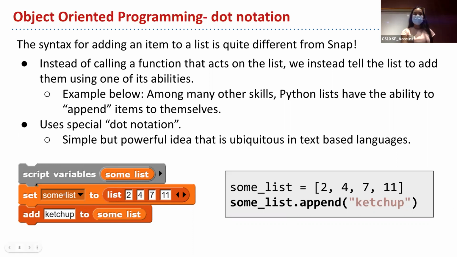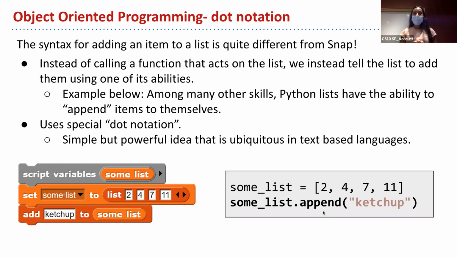In the Snap code, we're creating a variable called sum list. We're setting that variable to be this list of 2, 4, 7, and 11, and then we're adding ketchup to the end of sum list. So this is the Python code that does that same exact thing. In one line, it creates the variable and sets it equal to this list, and then it appends ketchup using this dot append function.